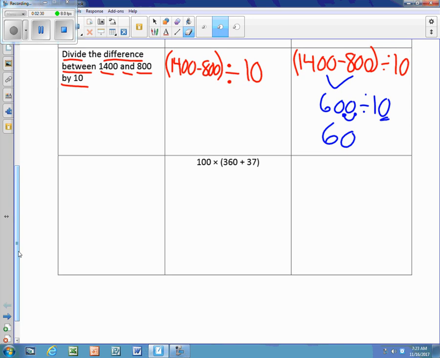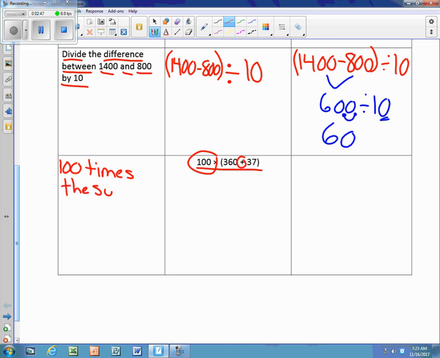This time, they give us the numerical expression, and we have to figure out what to write over here. So we see we're doing 100 times. So we're going to write 100 times. We see this right here. This is the sum of 360 and 37.